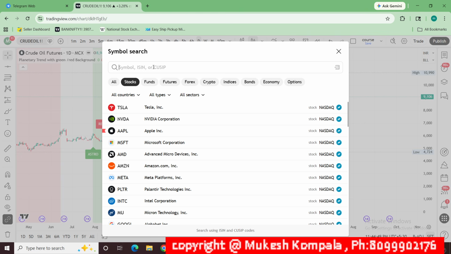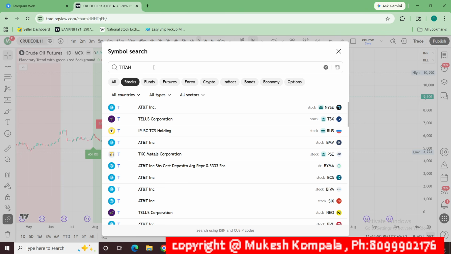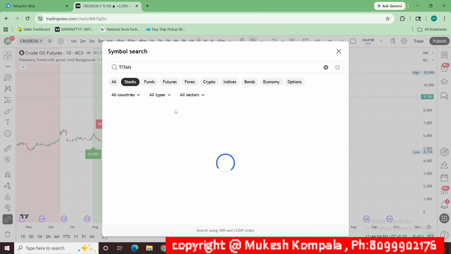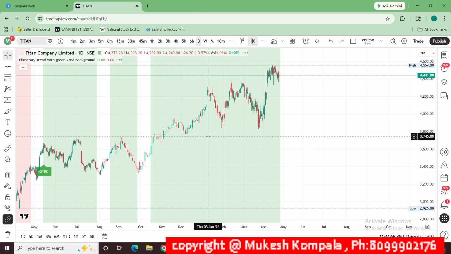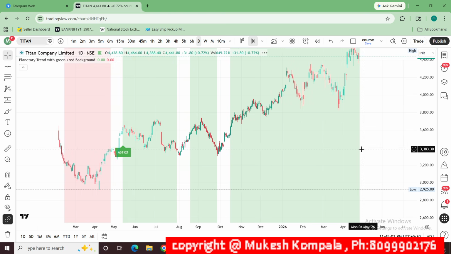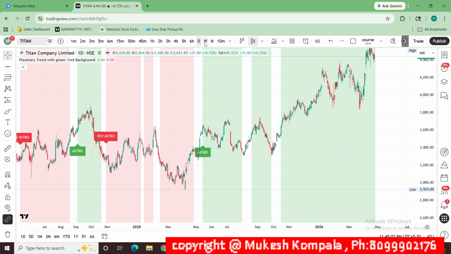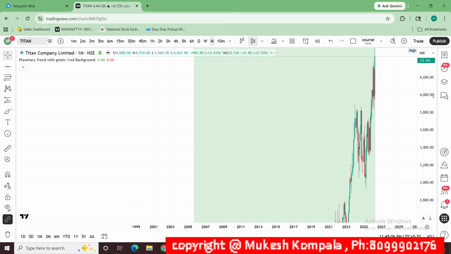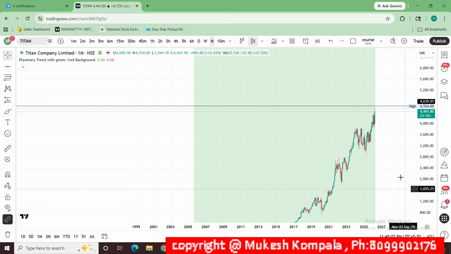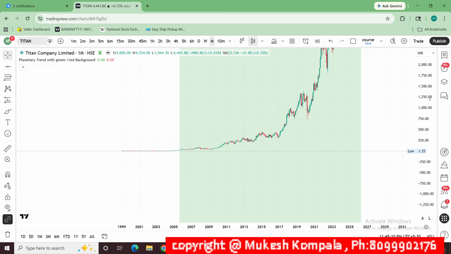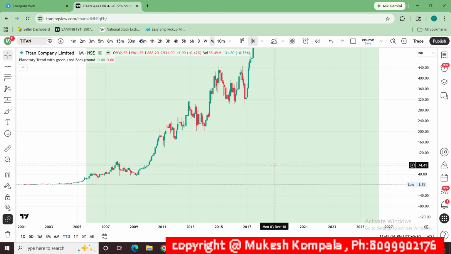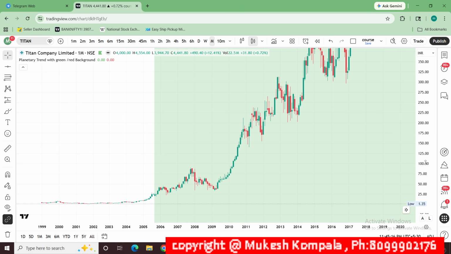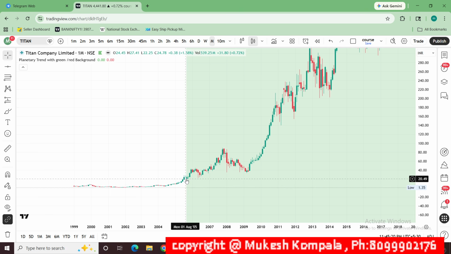Titan. Titan, or ABB is also one more. Okay, let's go one by one. Now you can see Titan. This is the daily time frame, and if you want monthly, see this. If you are a long-term investor, you can go blindly, as Priya shared. See this, this is the starting point. It was at 20 rupees in 2005.